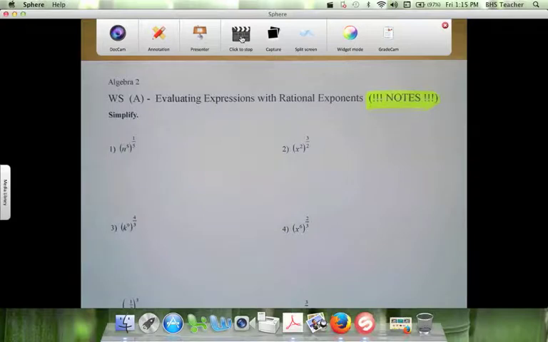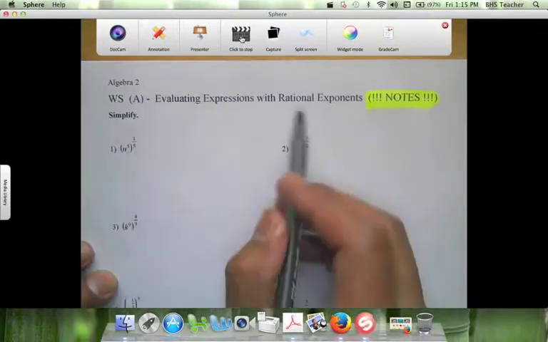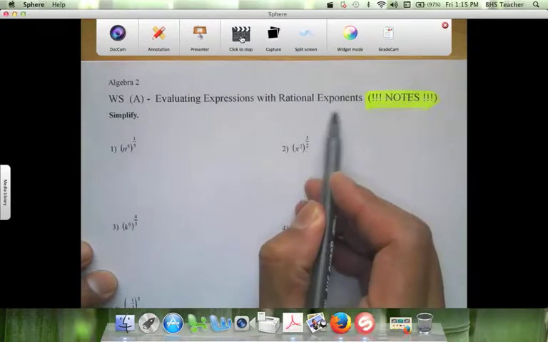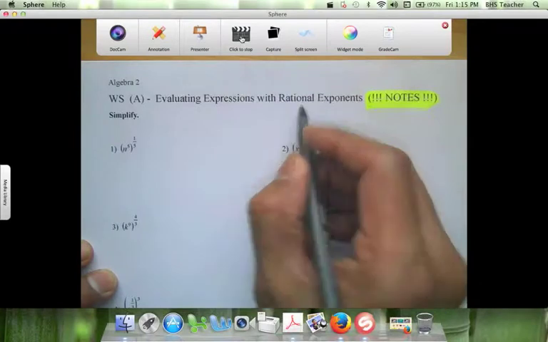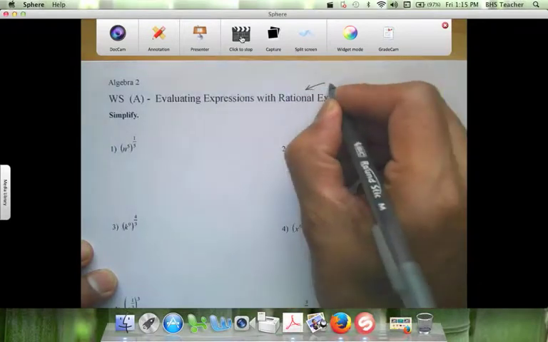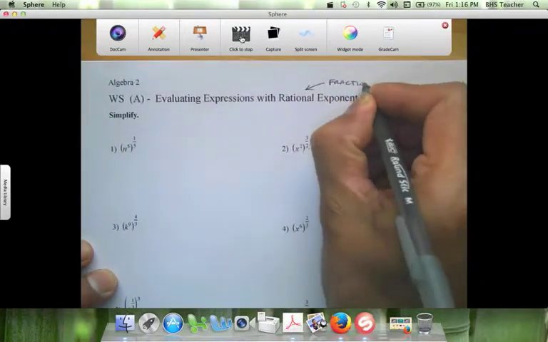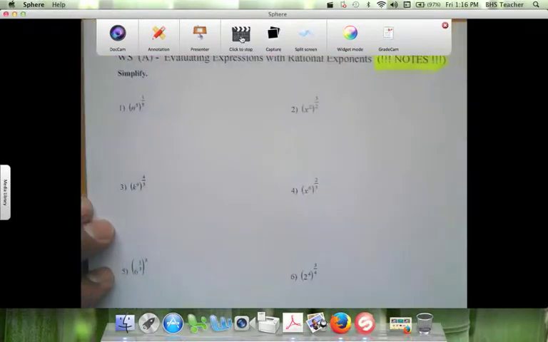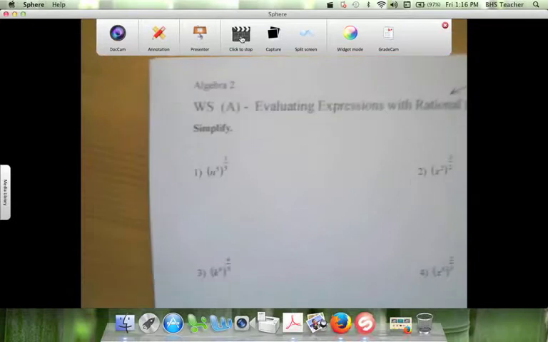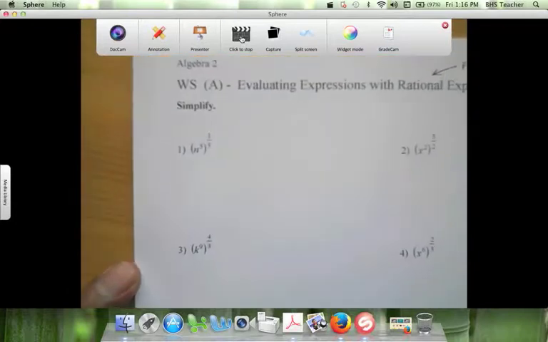Okay, so here we're going to start evaluating expressions with rational exponents. Rational, remember this word, rational exponents. That means that the exponent's going to be a fraction. Okay, let's go ahead and start. Let me zoom in a little bit here for number one.